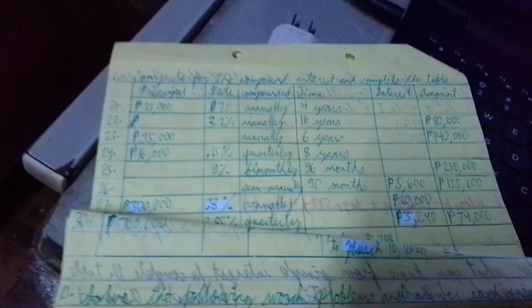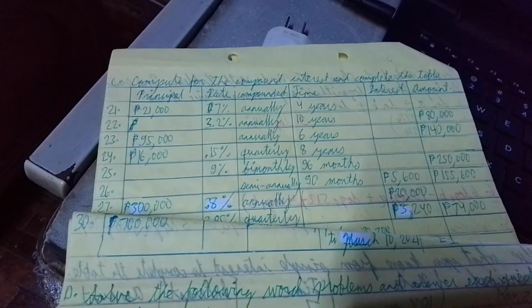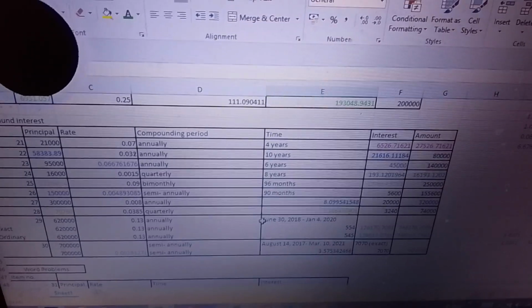So, my solution sheet for compound interest is here. Remember, this is the compound interest I did last time in our previous video? Now, for a few minutes, I just want to show you how I got those answers. Okay? So, this is what I did in Microsoft Excel.